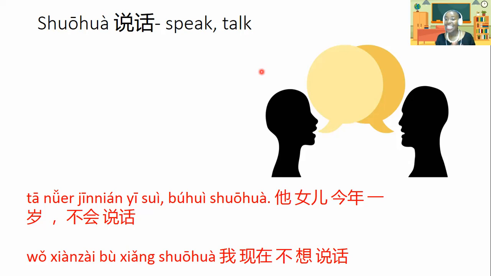Now look at the second sentence. Sometimes do you feel like this? Sometimes I feel like I don't want to talk. Do you feel the same? 我现在不想说话. Right now, I don't feel like talking. Okay? 好的. So far, ladies and gentlemen, girls and boys, how many words have we talked about? We've done 现在 now, 喜欢 to like, 听 to listen, 睡觉 to sleep, 说话 to speak.